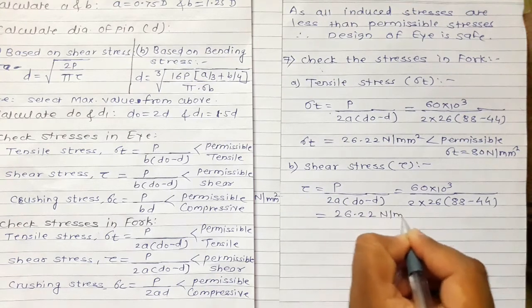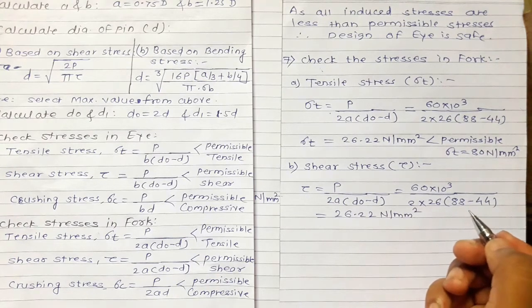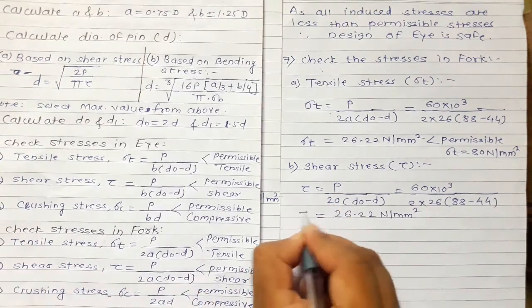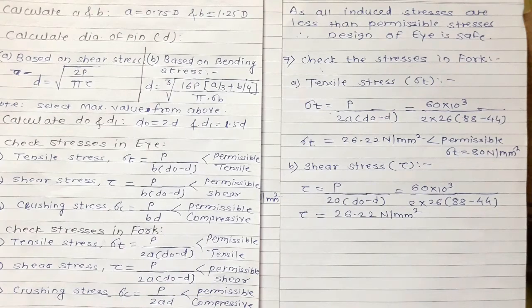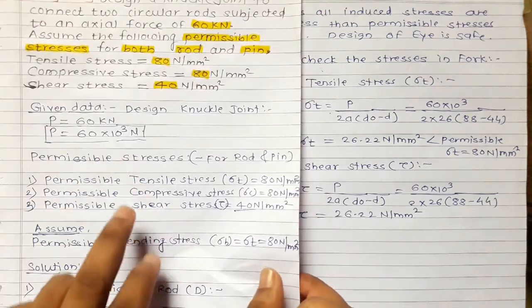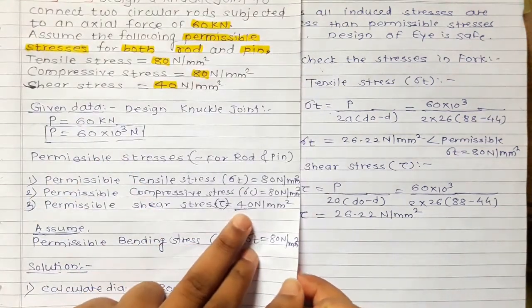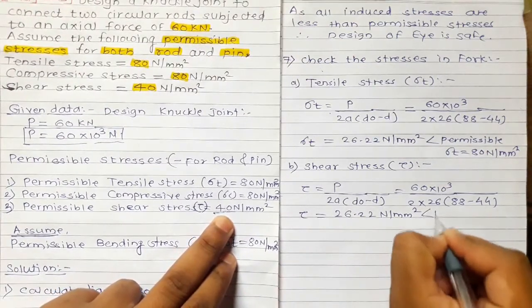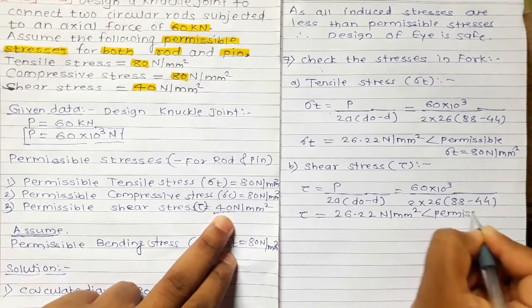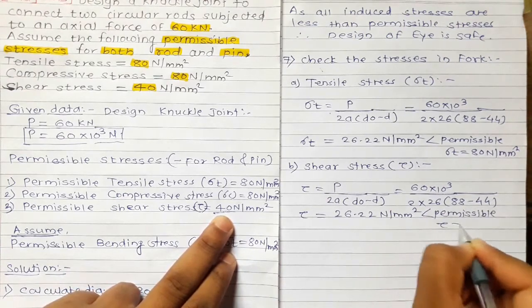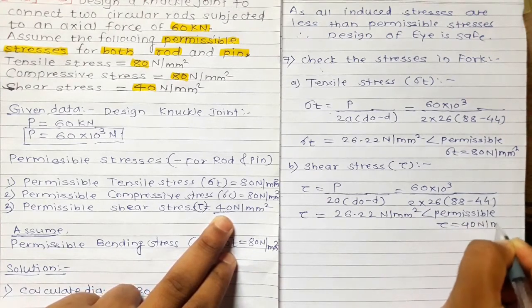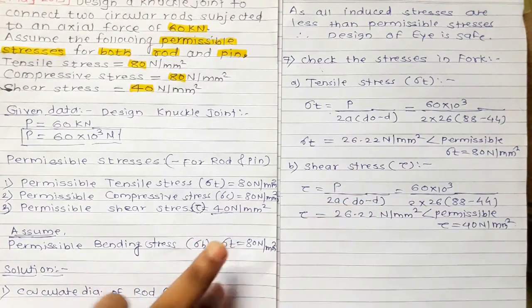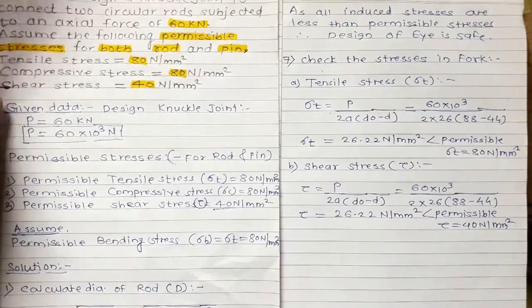So it is 26.22 Newton per mm square. But while comparing this answer of tau, we have to compare this with the permissible shear stress. And if you refer the given data, so permissible shear stress value is 40 Newton per mm square, and thus this induced shear stress is less than permissible tau, which is equal to 40 Newton per mm square, and therefore we can say that the design of this fork under shear stress is also safe.